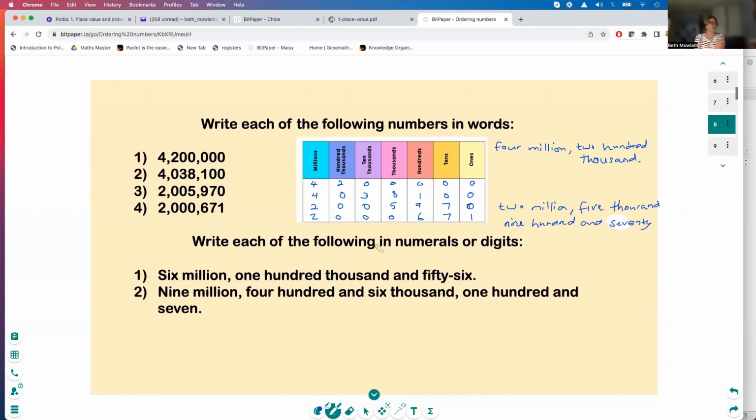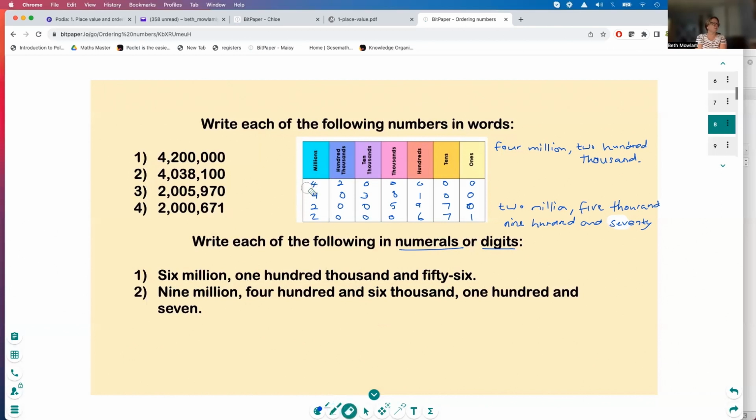So then you're going to write each of the following in numerals or digits. So what that means, we know what a digit is. A numeral is another way of saying a number as a number. So I want to see some digits and I want to see some numbers in there. So 6,100,056.